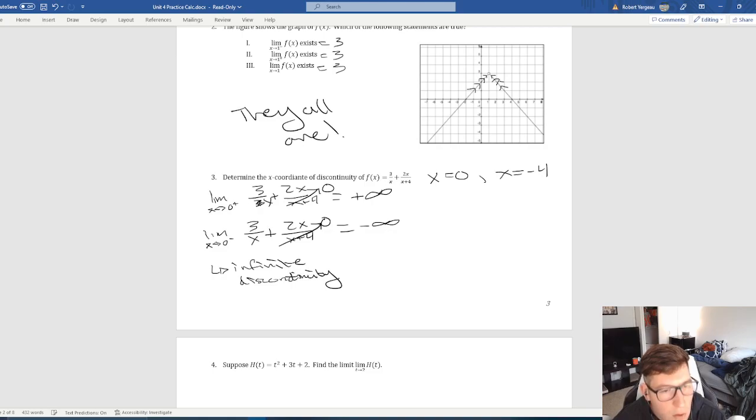And so we know that there's one at x equals 0. I still need to check x equals 4, though. I do still need to check that. And so we're going to do the same thing. The limit as x approaches negative 4 from the right, 3 over x plus 2x over x plus 4.